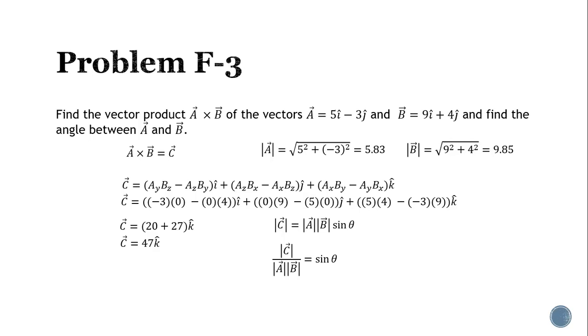So I used Pythagorean's theorem to find those two magnitudes, plugged it all in, and then did inverse sine to find the angle. And so the angle between these is 54.9 degrees. This is one technique you could use to find the angle between two vectors: use the cross product as a way to find that angle. You could also use the dot product for that matter as well.